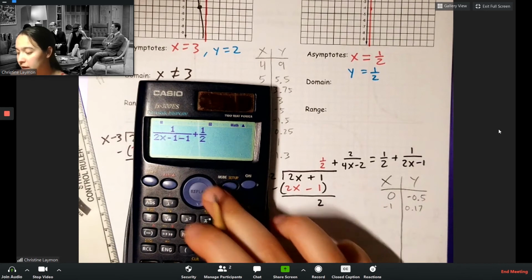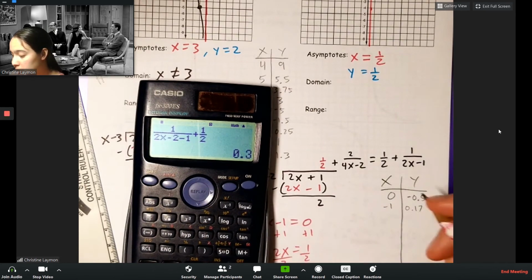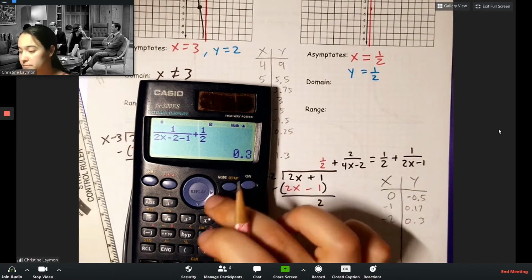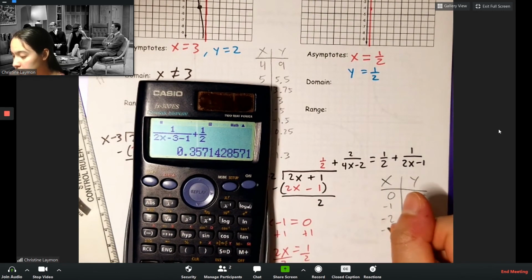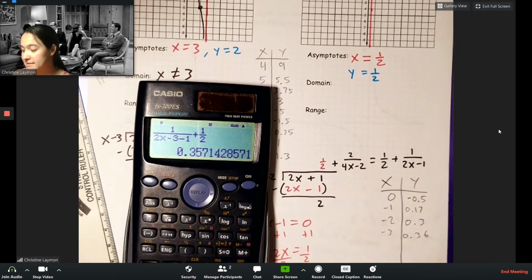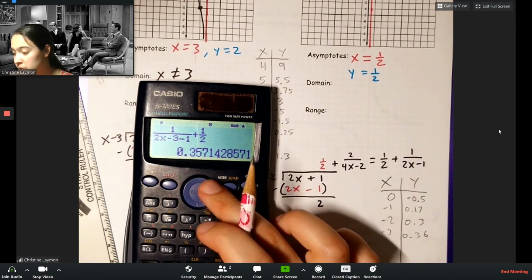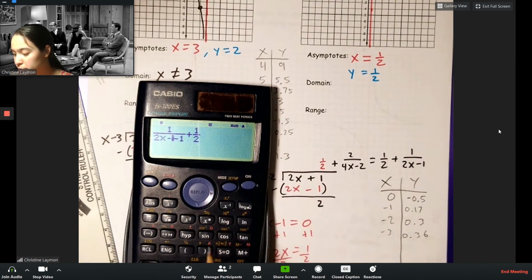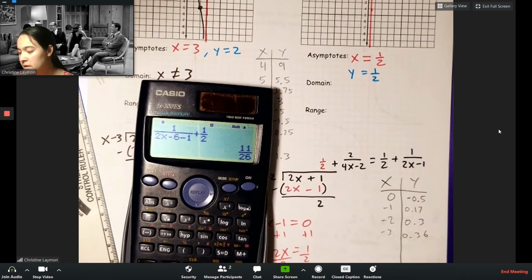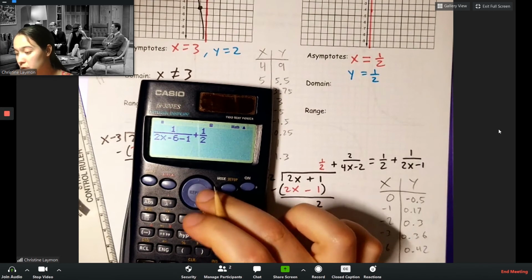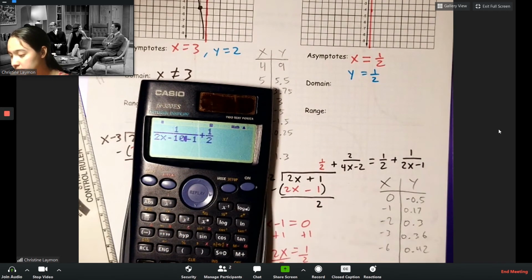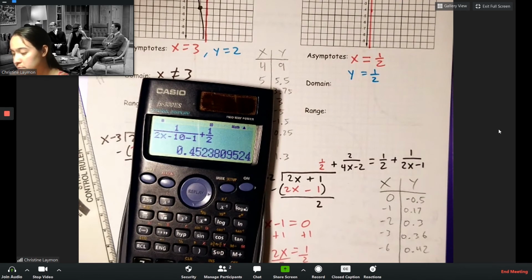Let's say I make that -1 become a -2. So if I plug in -2, I'm getting out 0.3. Let's say I plug in -3. I'm getting out 0.36. So notice that these numbers are still very small. Let's jump ahead a little bit. Let's jump to -6, sorry. If I plug in a -6, I'm getting out 0.42. Let's go all the way to the end and pick -10. And I'm getting out 0.45. So -10 is still 0.45.